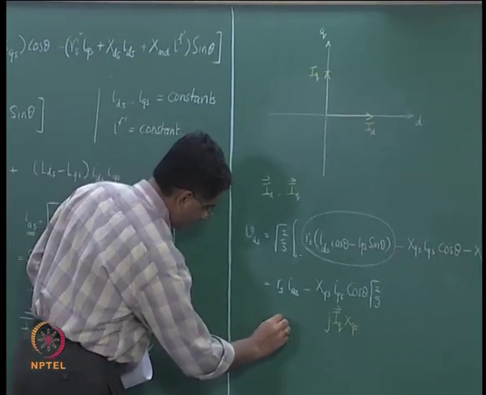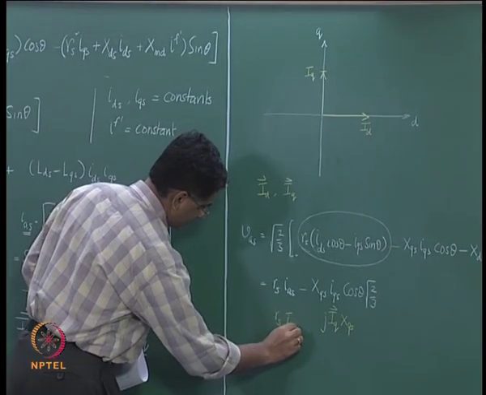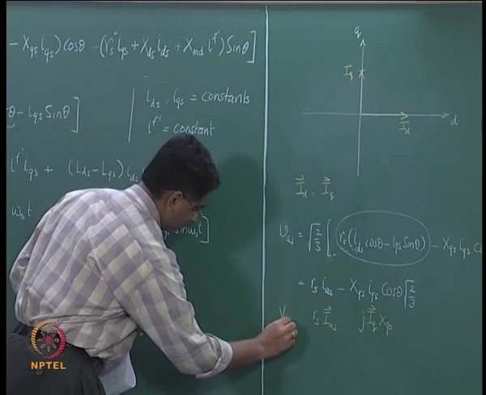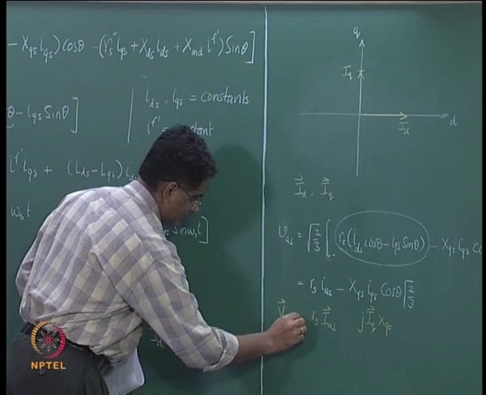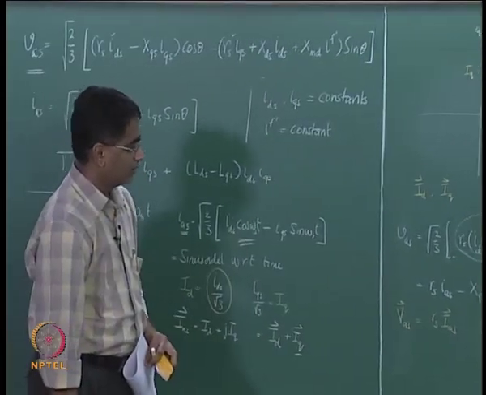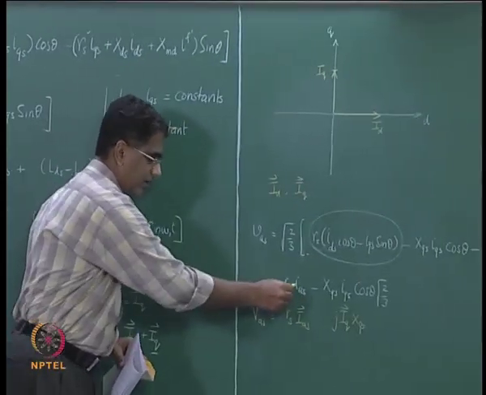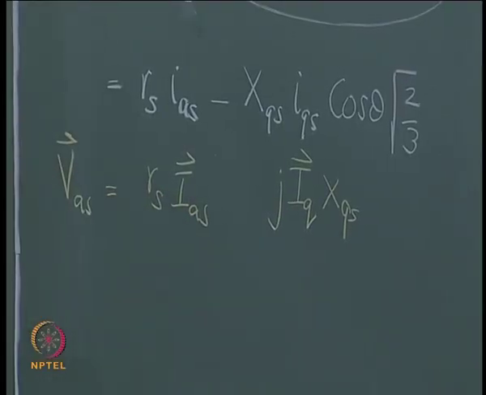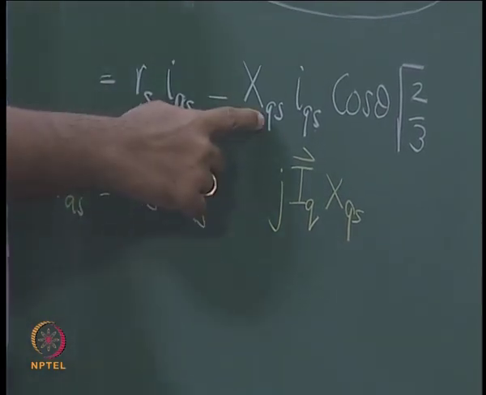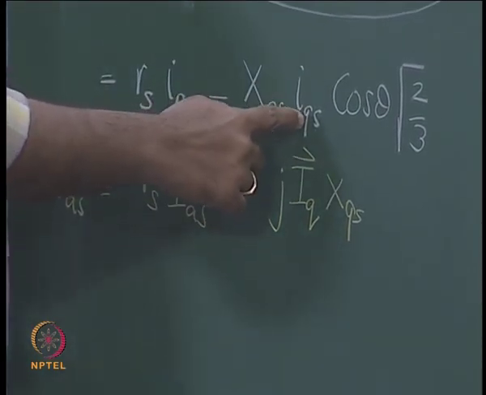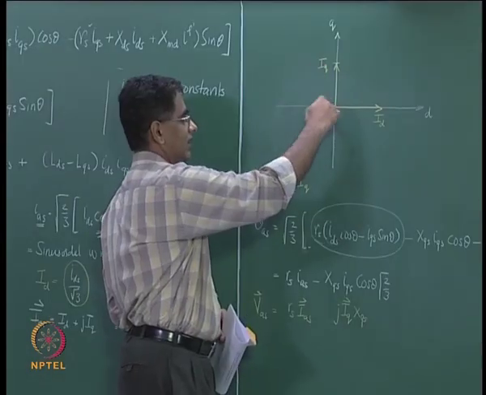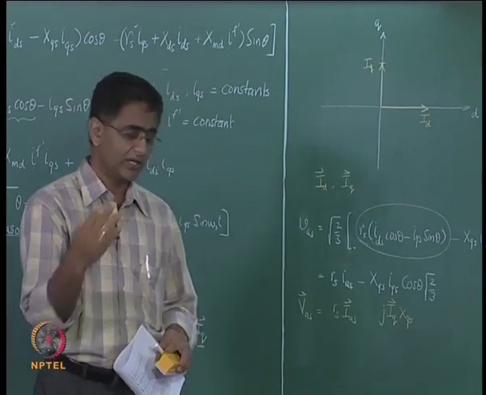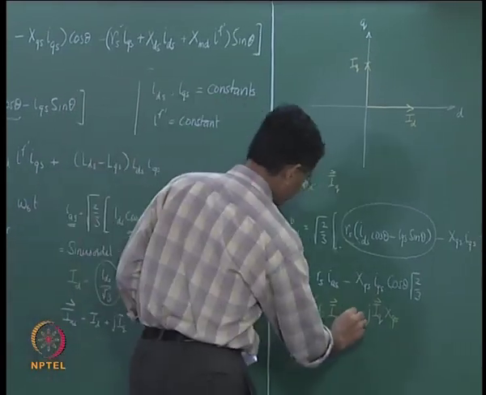Where the first term can be written as RS into IAS, where this is the phasor VAS. So VAS being RS into IAS in the phasor notation will simply be RS into the phasor of IAS, and here this is IQS into cos theta, because that lies 90 degrees ahead, minus cos theta, one can write it as J times IQS.